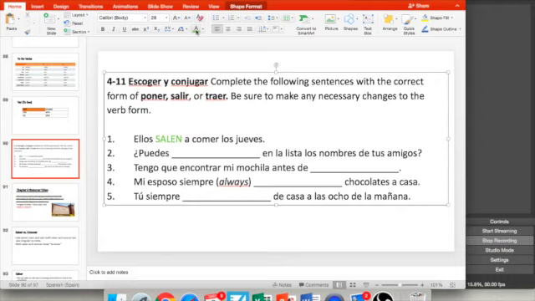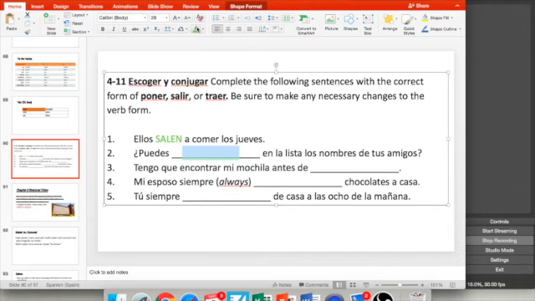Look at another example. Number 2. Puedes blank en la lista los nombres de tus amigos. Are you able to blank on the list the names of your friends? So are you able to poner, put or place, salir, go out, or traer, bring? It makes the most sense here to say, are you able to put on the list the names of your friends? So we're going to use poner.